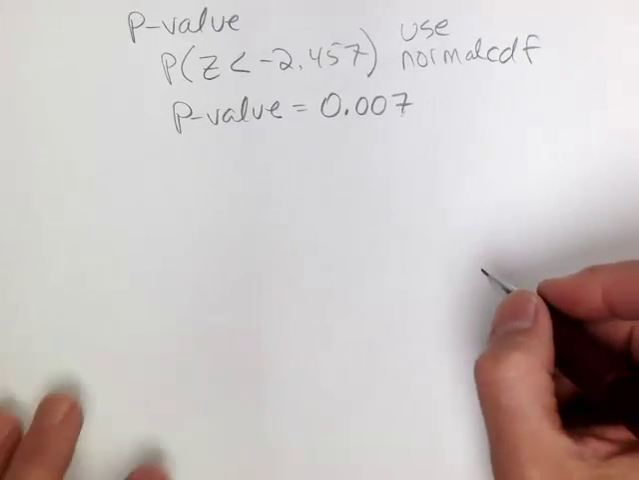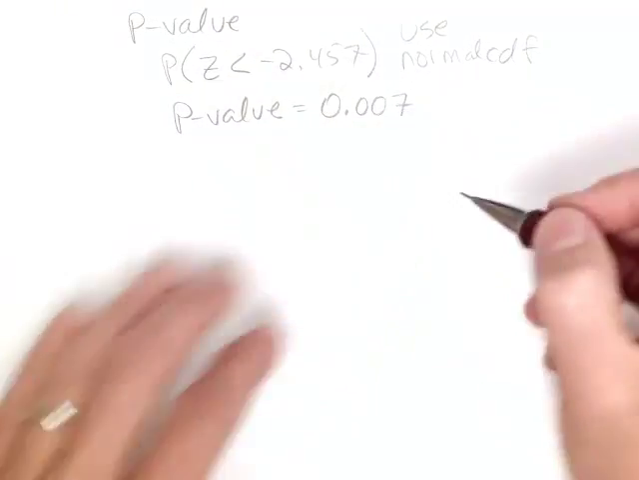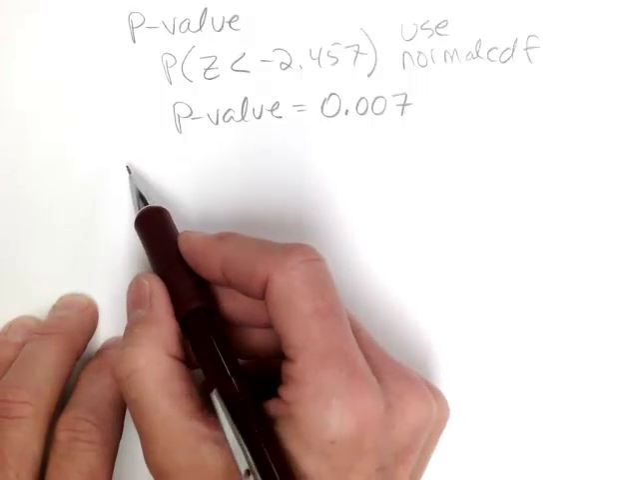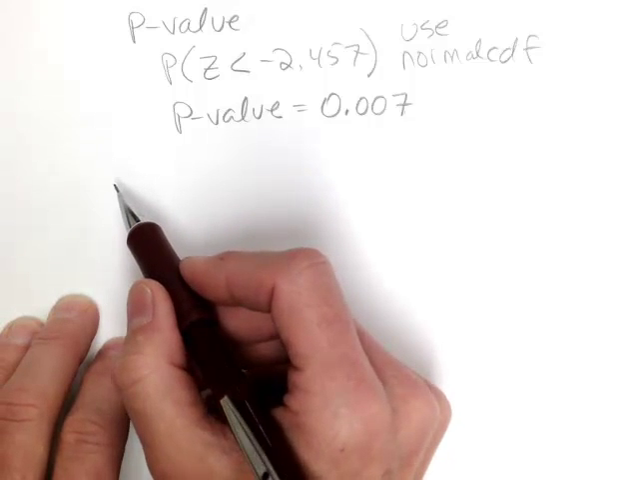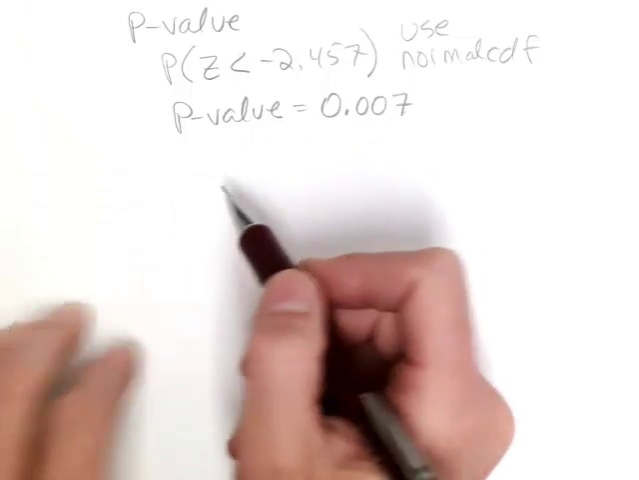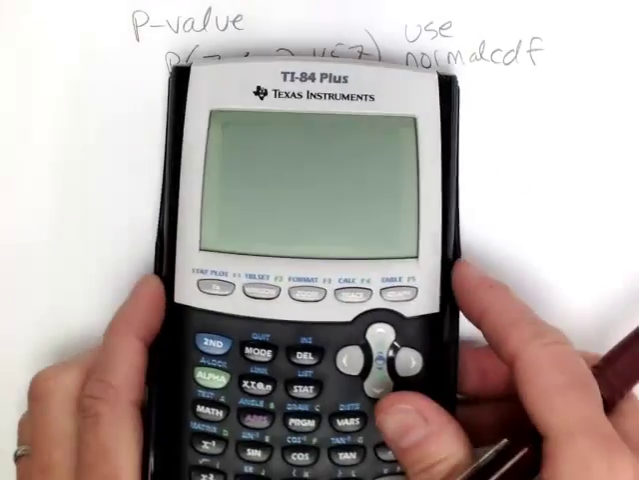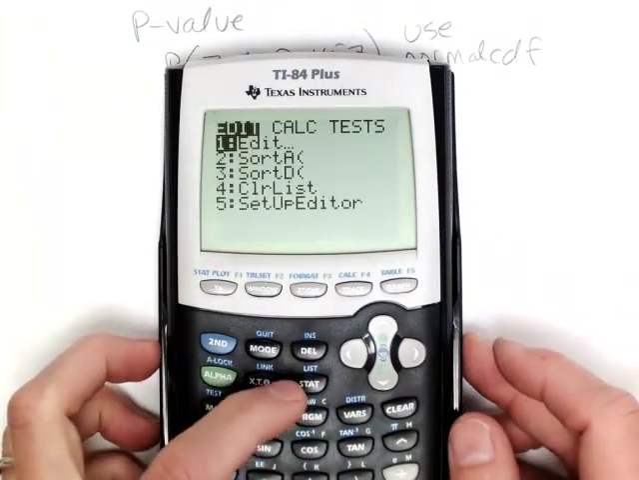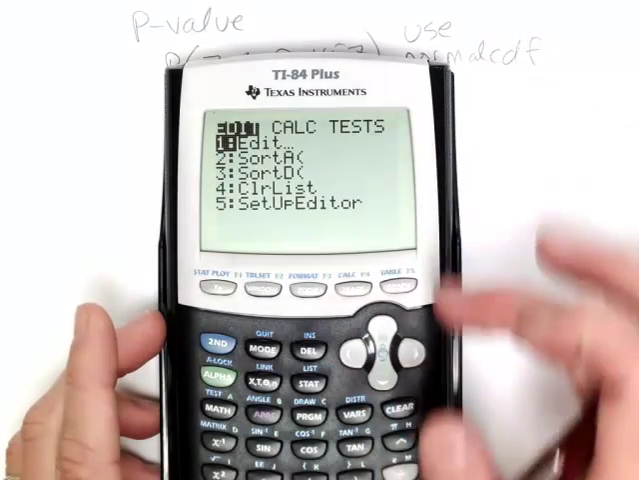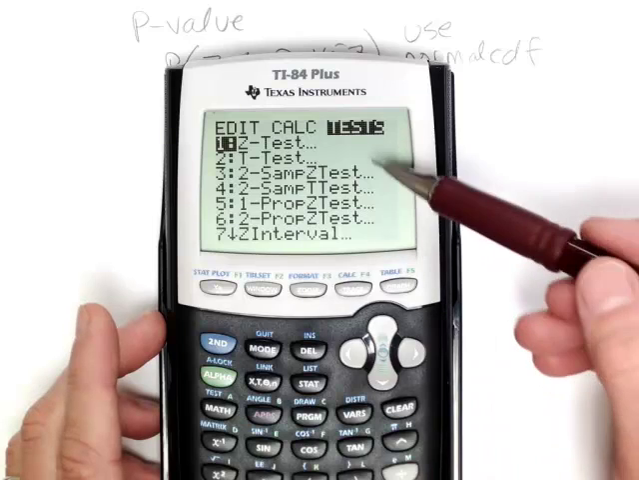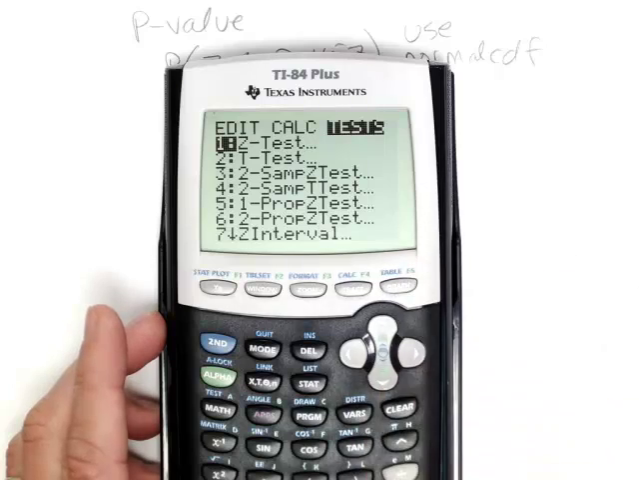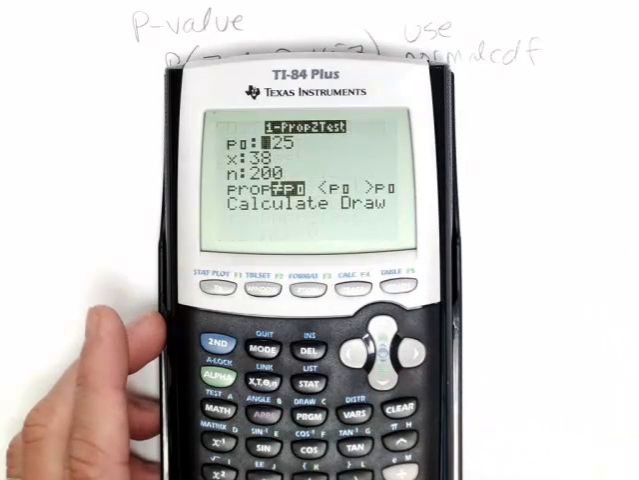Now let's go ahead and use the calculator to get the same output. We're going to use the calculator to get the standardized test statistic and p-value. I want to press on my stat key, just like before. We're going to find all of our hypothesis tests under the test option, right arrow over to tests, and scroll down to the 1 proportion z-test. Either scroll down or select it, so I'll select 5.